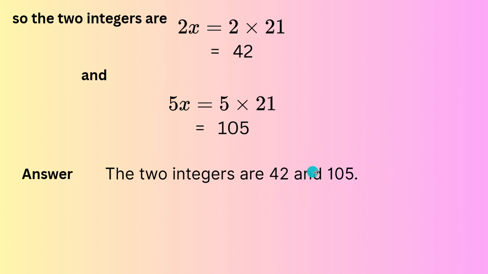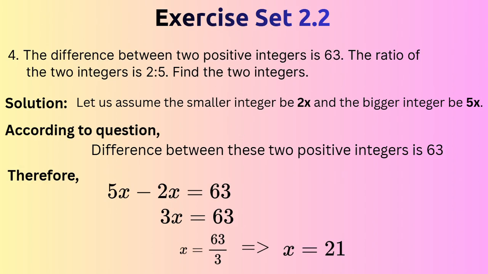Now you can check whether your answer is correct or not. When you subtract 42 from 105, what will you get? You will get 63.